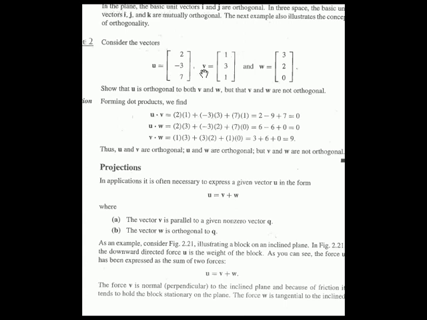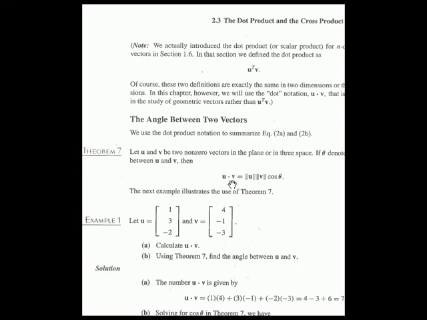So for example, u and v, if you take the dot product, it's 2 times 1, which is 2, minus 9 plus 7, that's 0. Therefore, u and v are orthogonal because from this formula, if the dot product is 0, it doesn't matter what these are, the cosine of theta is going to be 0, which means theta is plus or minus 90 degrees, pi over 2.